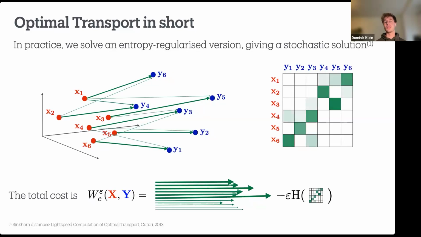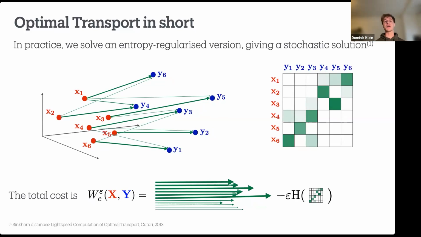Hence, we need to go back to a relaxation. It's called Kantorovich relaxation. Indeed, we actually even want to promote fuzziness in the optimal transport matrix, which means we want to encourage stochasticity of the optimal transport matrix.